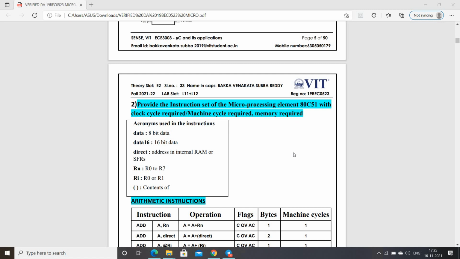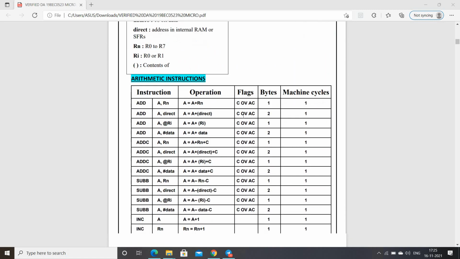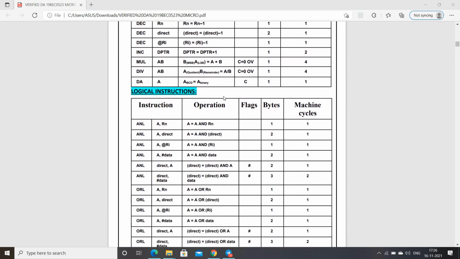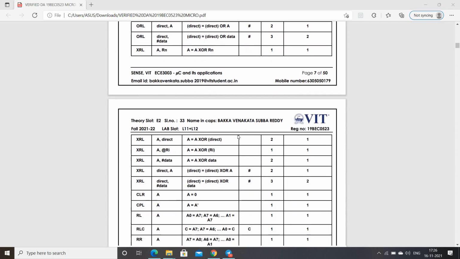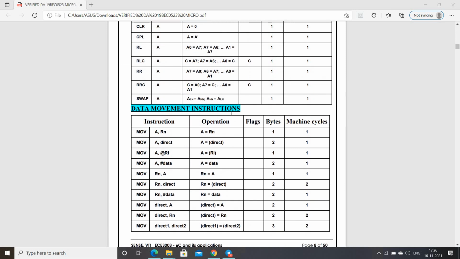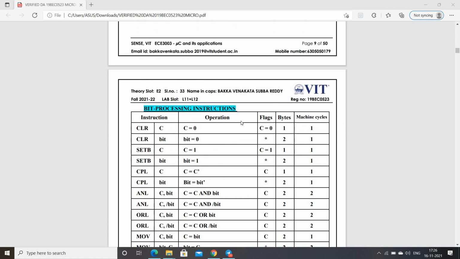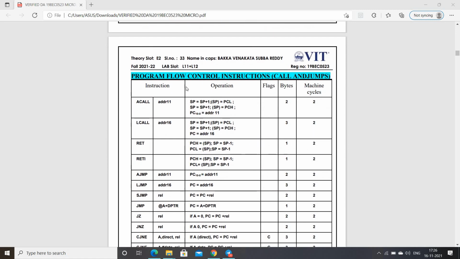And second question, provide the instruction set of the microprocessing element 80C51 with the clock cycles or machine cycles required, and memory required. So these are the arithmetic instructions, and these are the logical instructions, and these are the data movement instructions, bit processing instructions, and program flow control instructions.